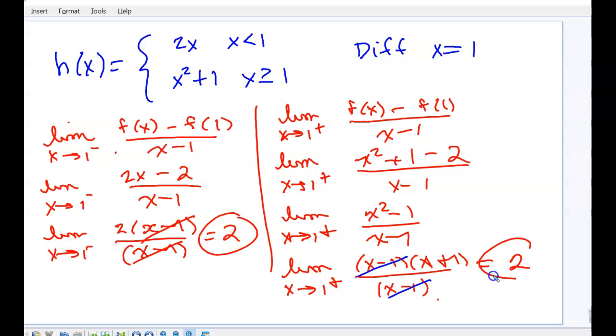So since the derivative from the left and right are the same, and the function is continuous at 1, yes, this function is differentiable at x equals 1.